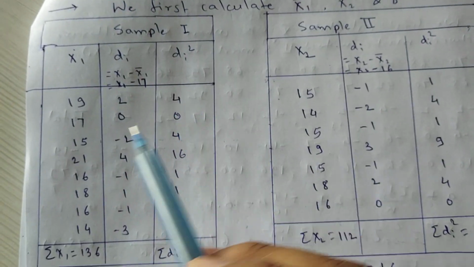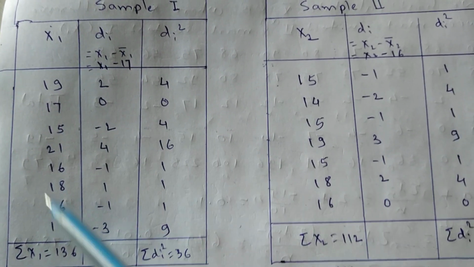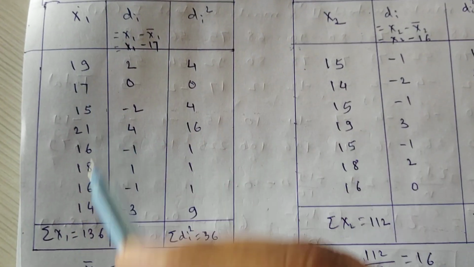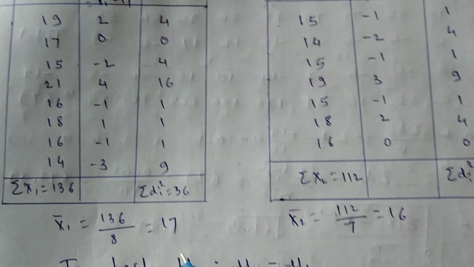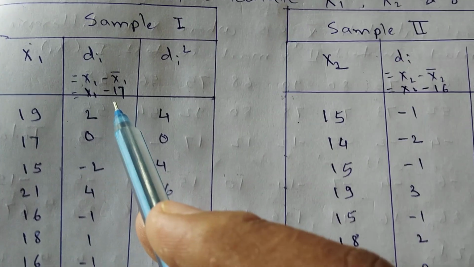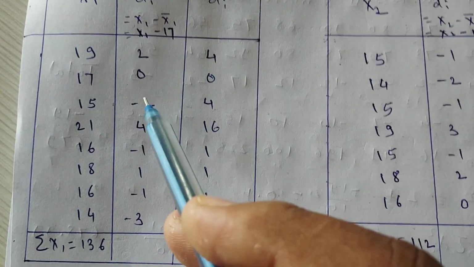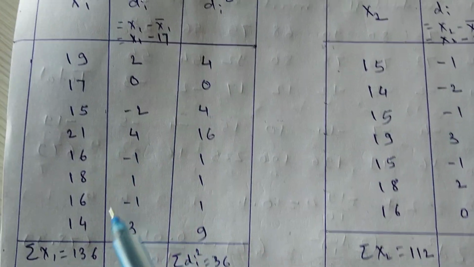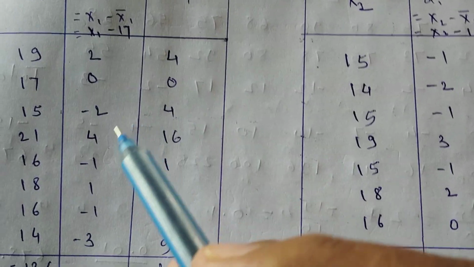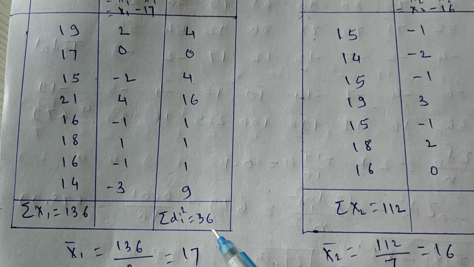So for sample 1, x1 is given. So consider deviation from mean. Here the values are small, so we can find the mean directly. So x1 bar is the summation of all the values, which is 136 divided by the number 8, so 17. So we will consider di equal to x1 minus x1 bar, that is x1 minus 17. So 19 minus 17 is 2, 17 minus 17 is 0, 15 minus 17 is minus 2, and so on, 14 minus 17 is minus 3. And its squares, 2 square 4, 0 square 0, minus 2 square 4, and so on, minus 3 square 9. So summation of di square is 36.